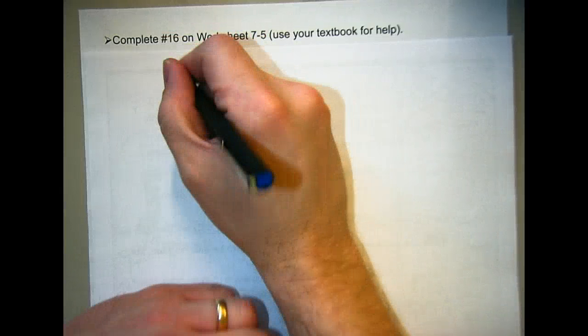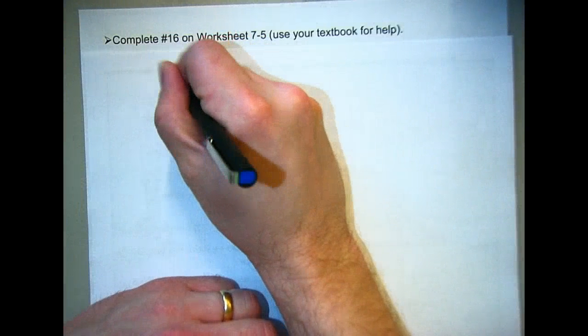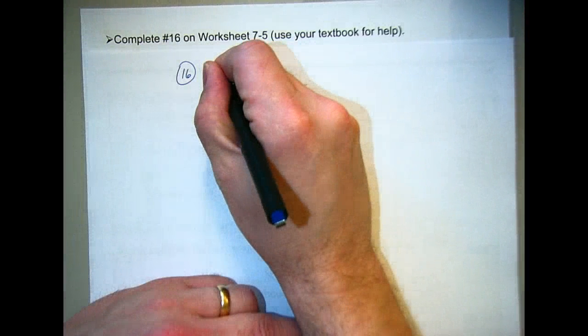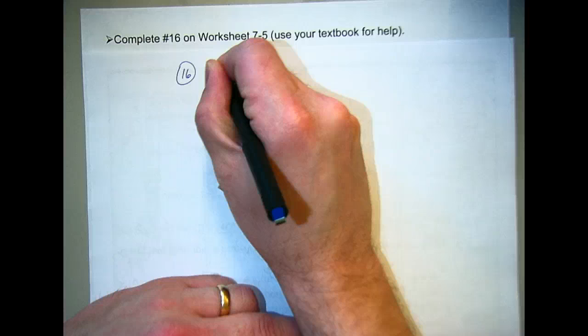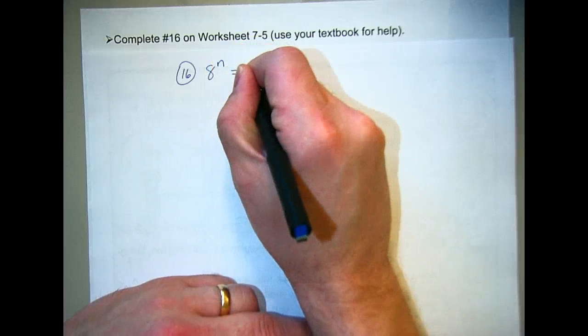All right, a volunteer to read them. What do the directions say on 16? Go ahead, Hannah. Solve each equation, check each solution. Okay. Solve each equation. We're going to check it. What is number 16? 8 to the power of n equals 12.